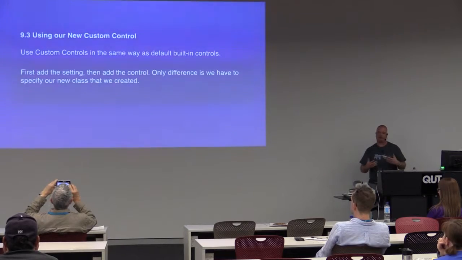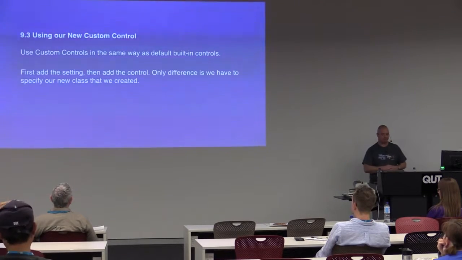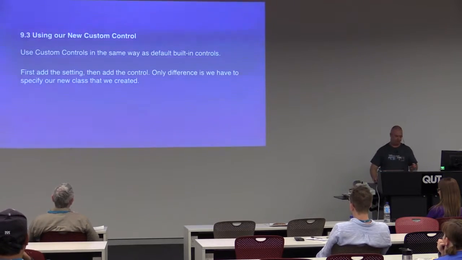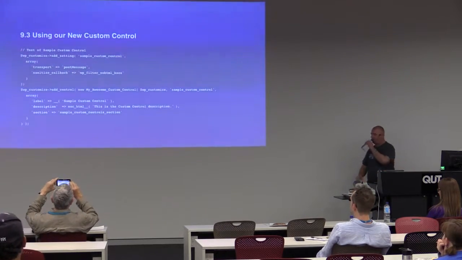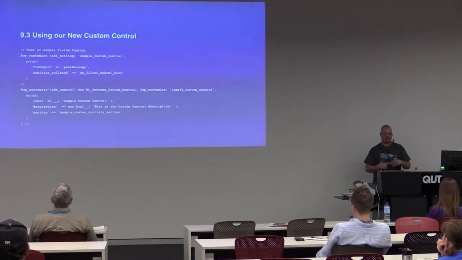You use custom controls in exactly the same way as you use the default built-in controls. So first you add a setting and then you add the control. The only difference is that we have to specify our new class that we actually created. Using a sample custom control, we call add_setting. Then we call add_control, passing the custom control class that we created previously.